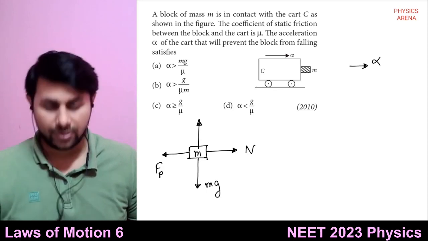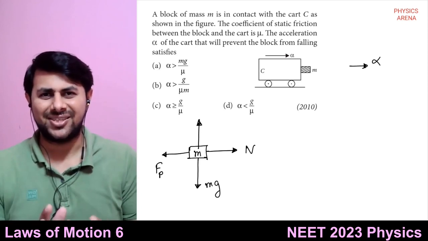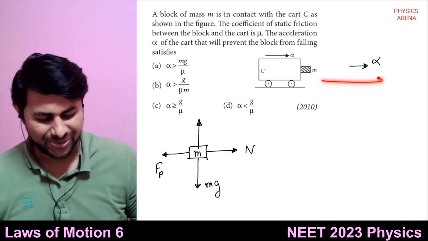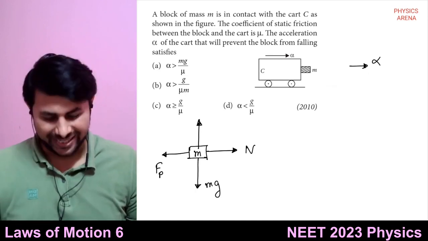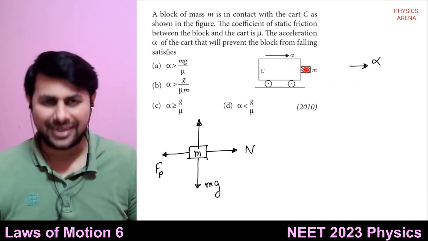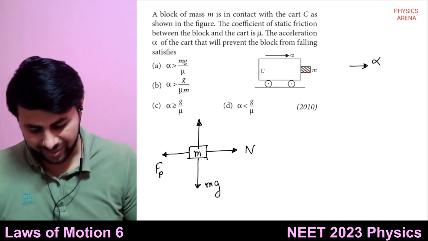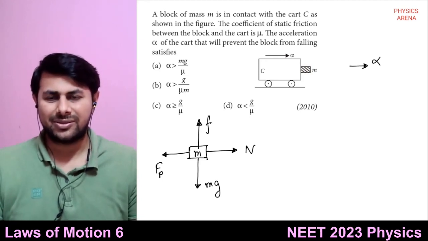So this observer says, I am not accelerating, I am at rest. I am not accelerating towards right, the world is accelerating towards left. That's the perception of the observer who is riding along with the block. Got it? So the frictional force is upwards.